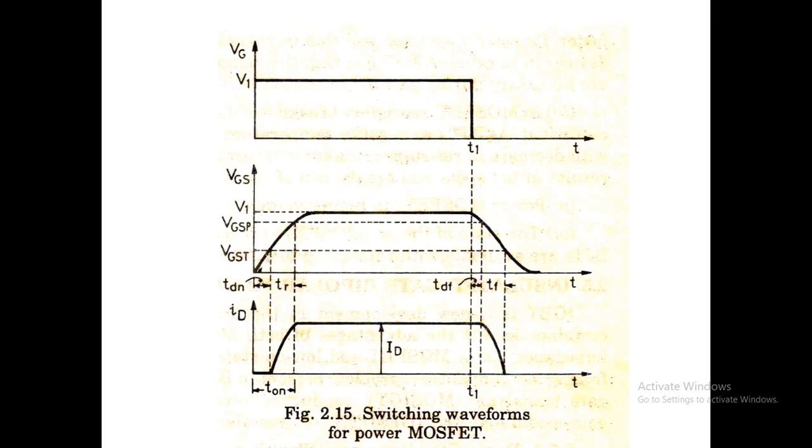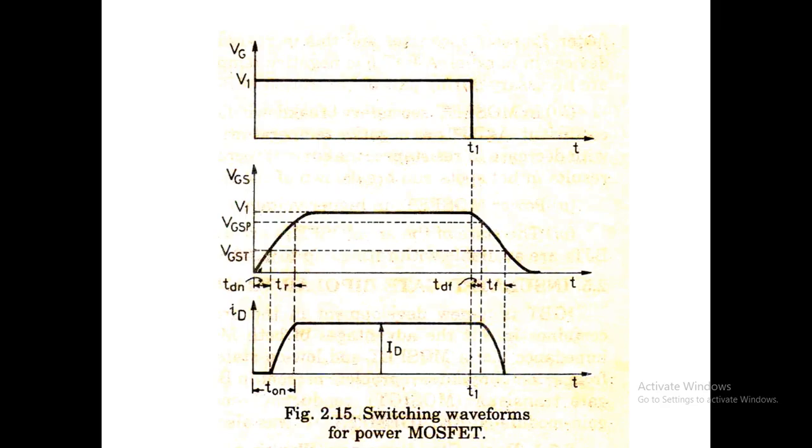After the application of the VGS, there will be some delay time, that is TDN. During TDN, the gate source voltage is increased from 0 to VGST, that is the threshold gate source voltage. That is the time required to charge the input capacitance to the value of VGST. Only after that time will the drain current increase from 0 to the maximum value of current.